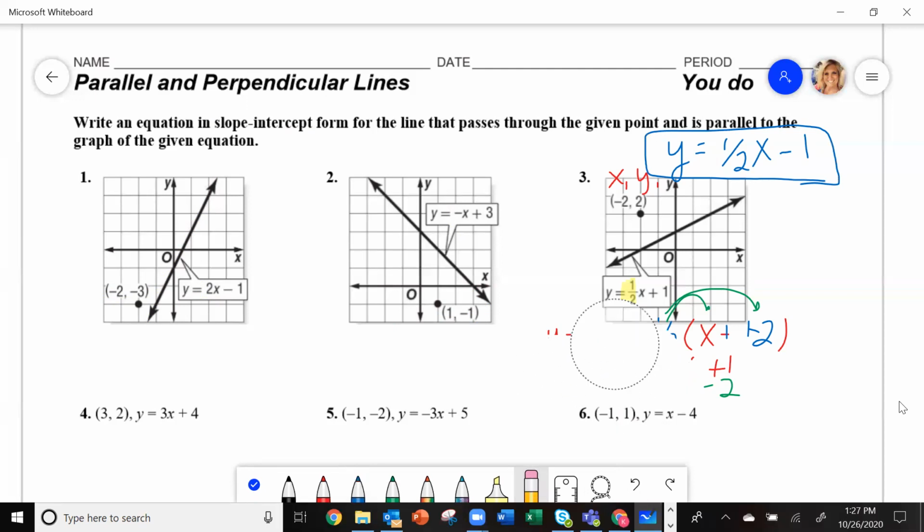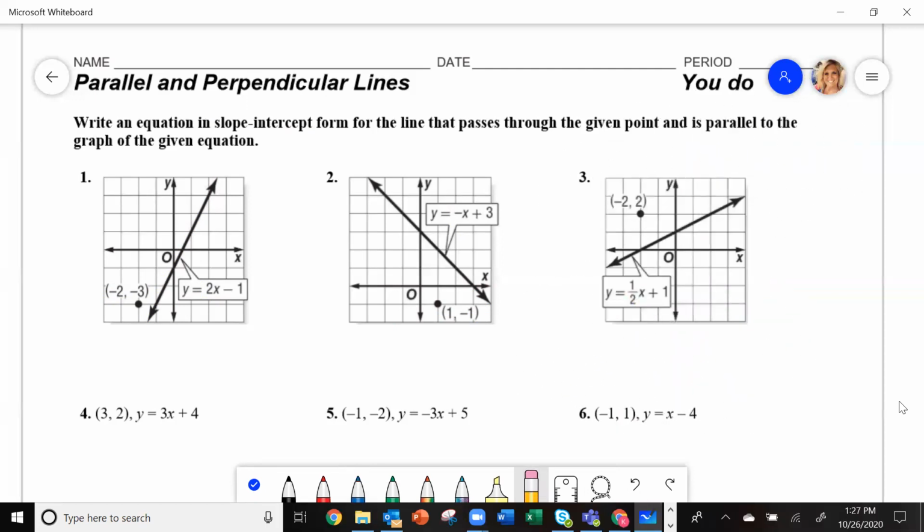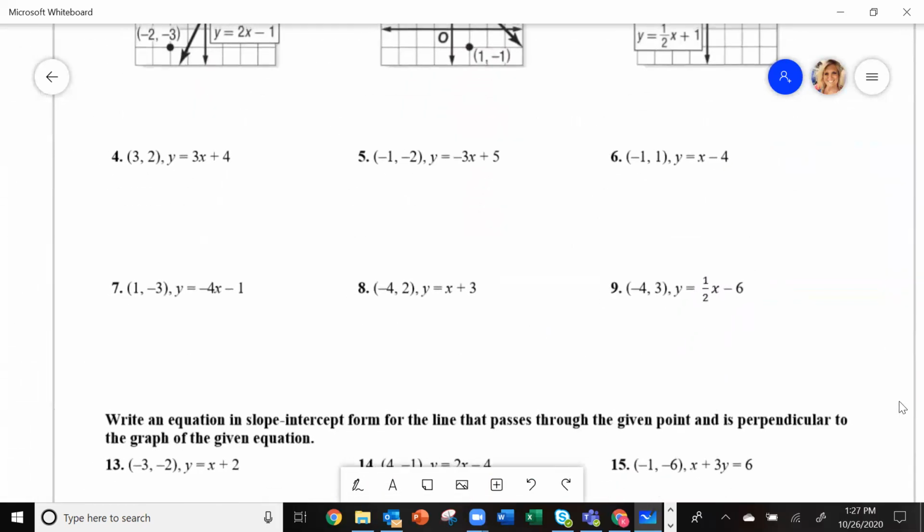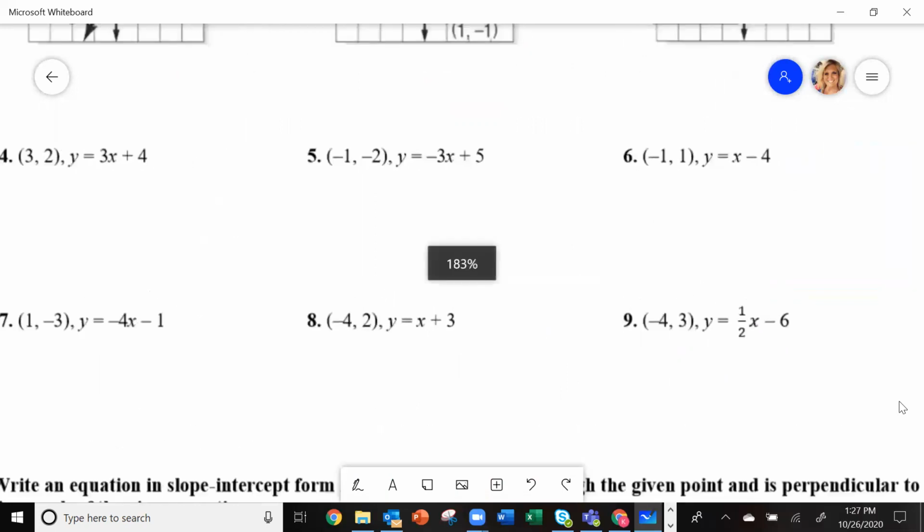I'm going to erase this and move this up. I want you to try and do the next 6 problems, and then we will come back and see how you did.